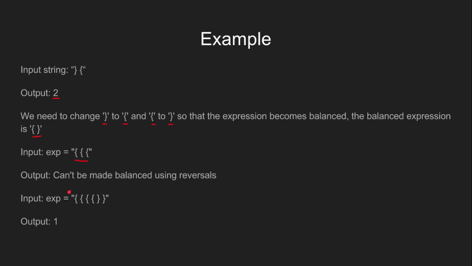Let's take another example. In this example, we can see that this part is already balanced. So we just have to balance this part. If we change this, that means we reverse this bracket, we get a balanced expression. So the output is 1.